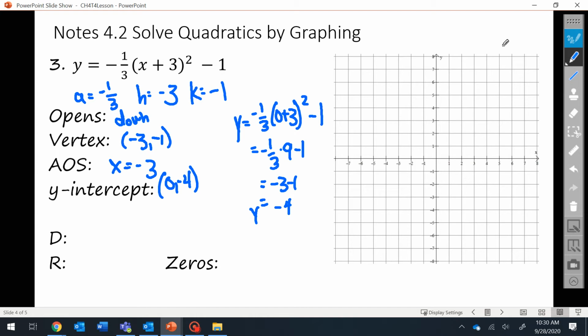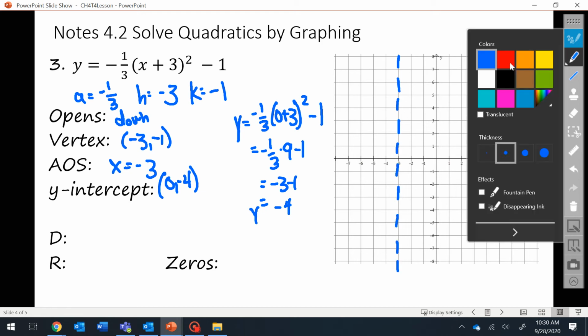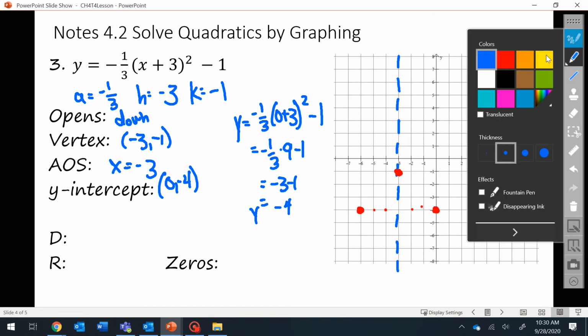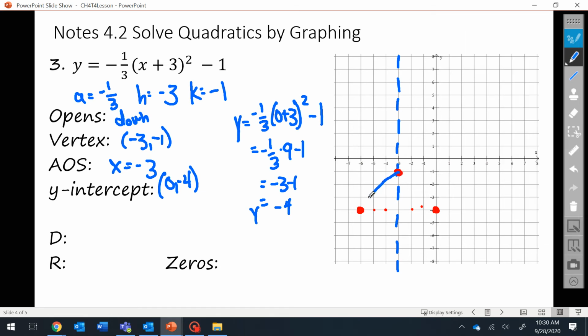So let's go ahead and graph this with the information that we have. The axis of symmetry is at -3. The vertex is at -3, -1, so right here. The y-intercept is at 0, -4. And then we would reflect that to get another point. And then we connect these to make our graph, like this. This does not have any zeros.